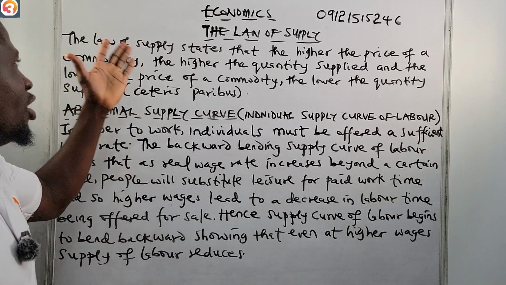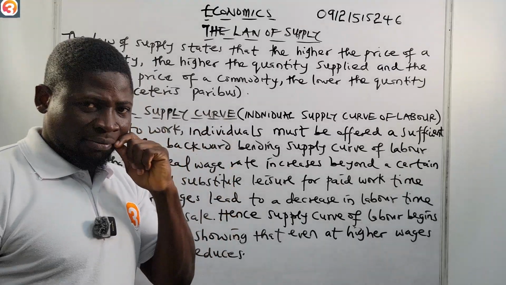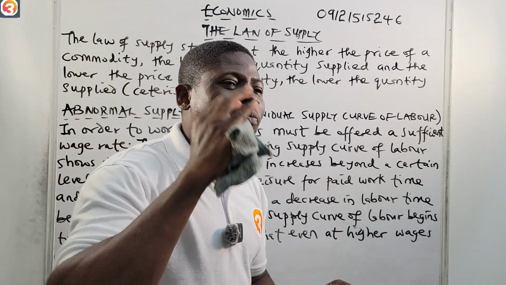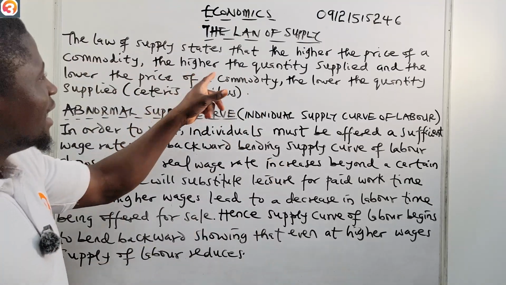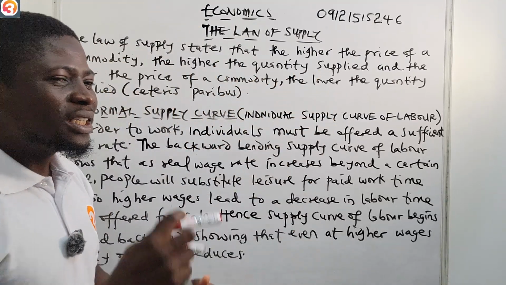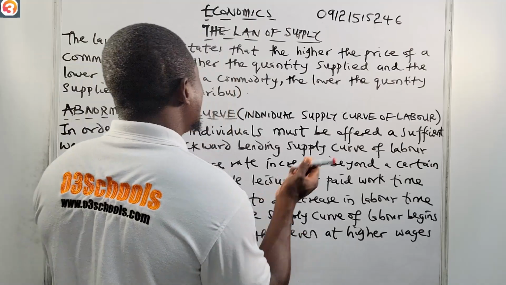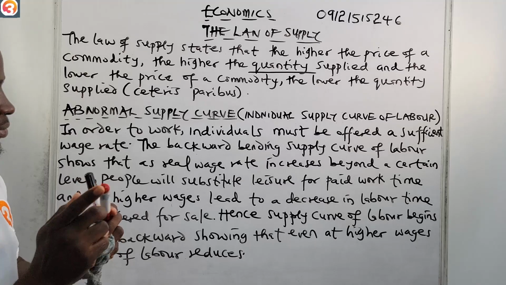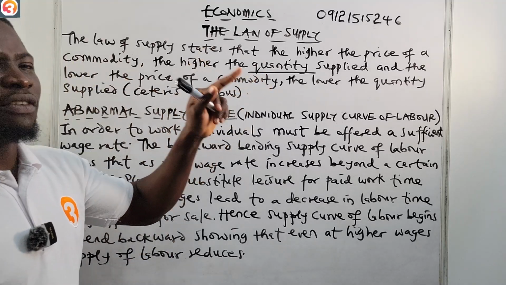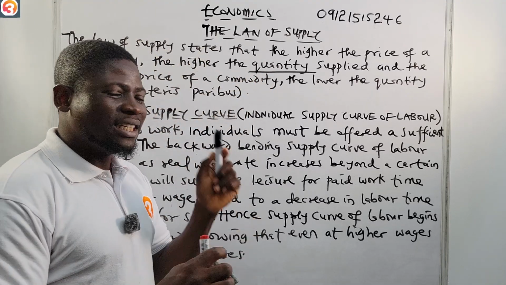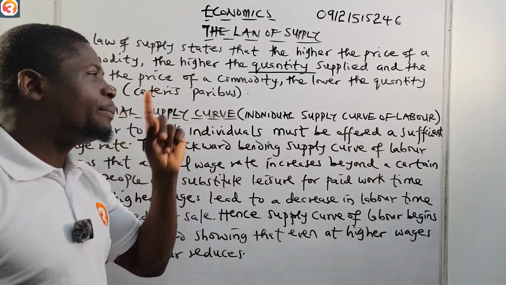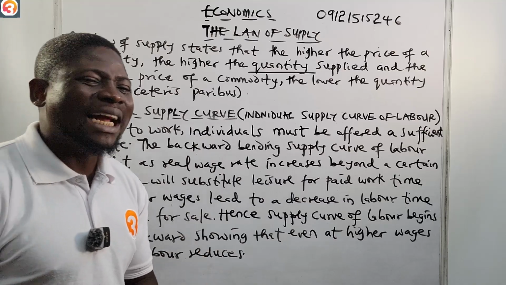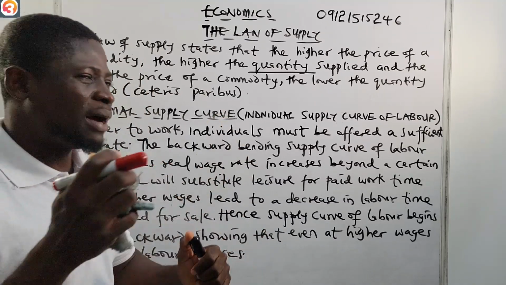And it says that the law of supply states that the higher the price of a commodity, the higher the quantity supplied. Take note: the quantity supplied, not the supply. The higher the price of a commodity, the higher the quantity supplied, and the lower the price of a commodity, the lower the quantity supplied, other things being equal, ceteris paribus.